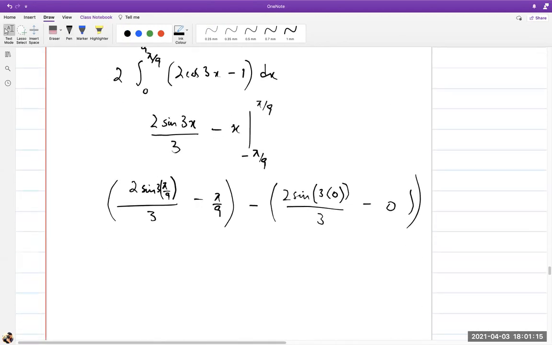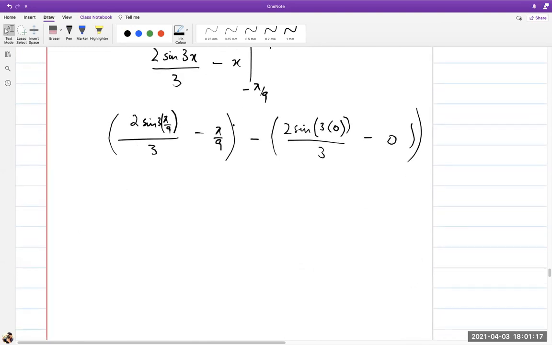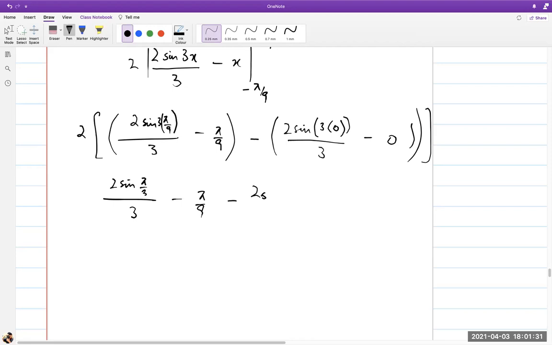So I'm going to do that. And so I'll get this whole thing multiplied by 2, and that's my answer. Whatever comes on the calculator, we'll add: 2 sin π/3 over 3 minus π/9 minus 2 sin 0, which is 0 again, so all of that becomes 0. Then multiply the whole thing by 2. That's how I get my area.